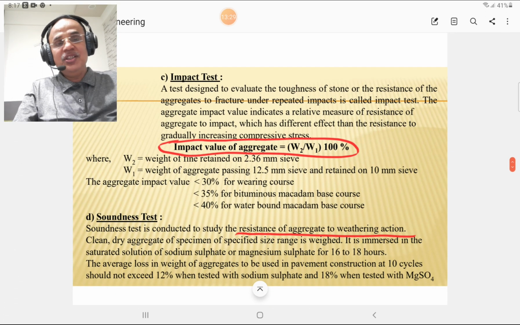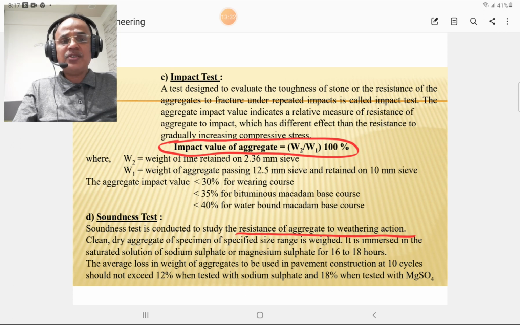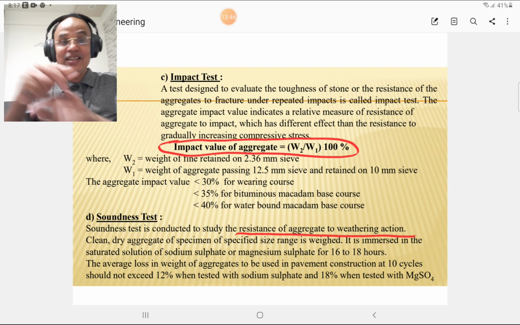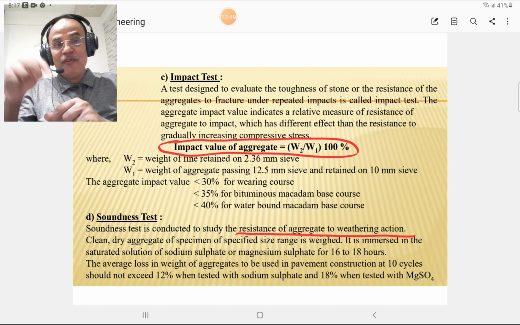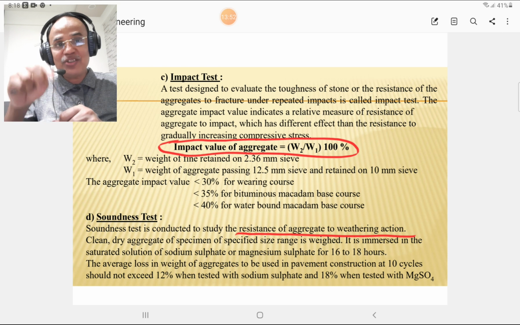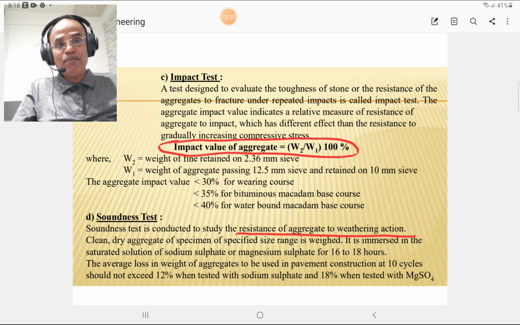Then impact test. Impact test formula is similar to the crushing test, that is W2 divided by W1 into 100, where W1 is the weight of aggregate passing through 12.5 mm IS sieve and retained on 10 mm IS sieve. What is W2? Weight of fines, it is very important for impact test. Weight of fine aggregate passing, and in crushing it is passing through, that is very important. The aggregate impact value is less than 30% for wearing course, less than 35% for bitumen macadam base course, and less than 40% for WBM base course. So you must remember those 30, 35 and 40% values.